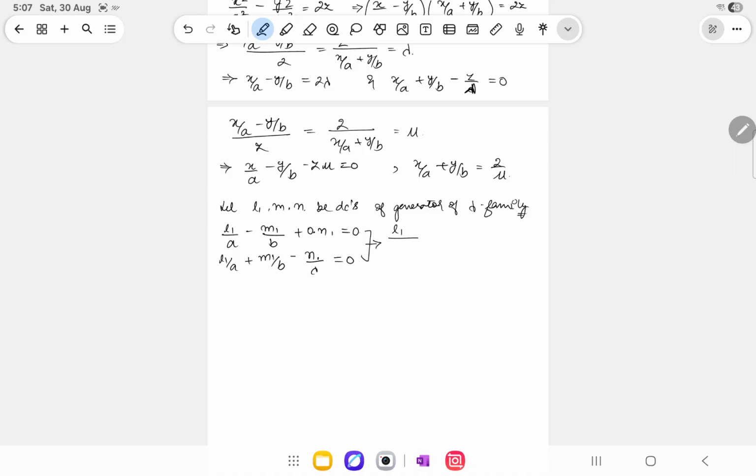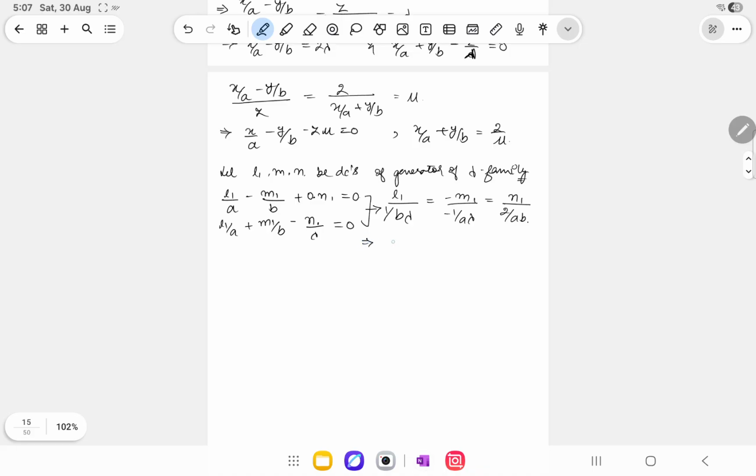So my l1 is 1 upon b lambda, m1 is minus 1 upon a lambda, and n1 is 2 divided by ab. Which is also equal to l1 upon a, m1 upon b is equal to n1 upon 2 lambda.